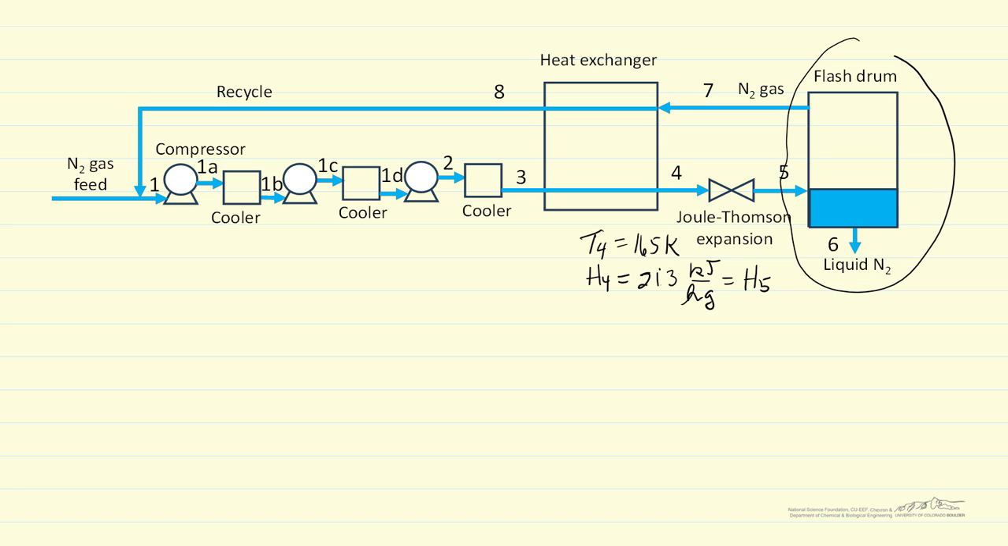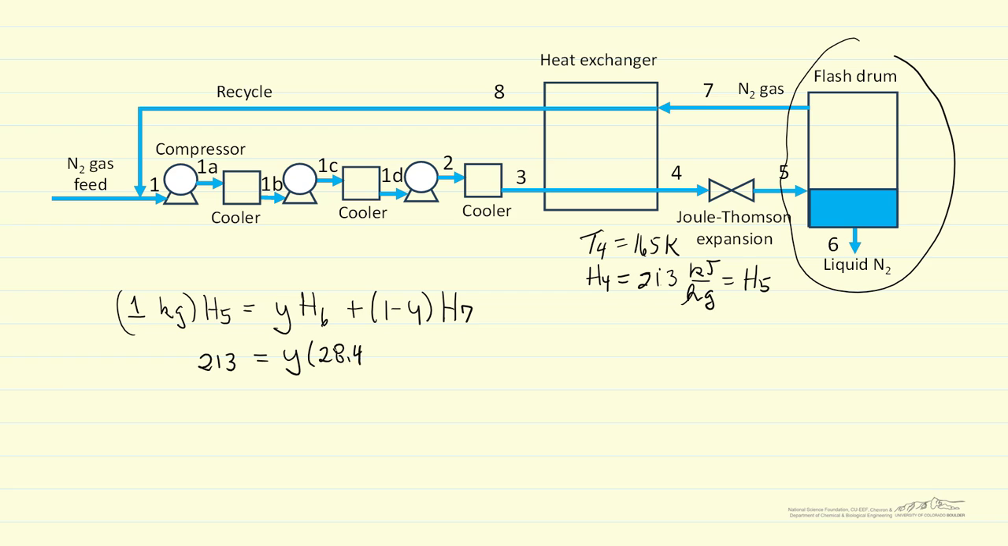We're coming in, and let's do it for a kilogram of flow. So 1 kilogram of flow, H5, that's what's entering, and then we'll use Y as the fraction of that kilogram that's converted to liquid, enthalpy H6, and then 1 minus Y, enthalpy H7. That would be the energy balance around the flash drum. Well, these values are in the table that I showed. So H5, we said 213 kilojoules per kilogram. H6 for liquid, 28.4. And then the vapor, that's at 77 Kelvin, has enthalpy of 227. These are all kilojoules per kilogram.